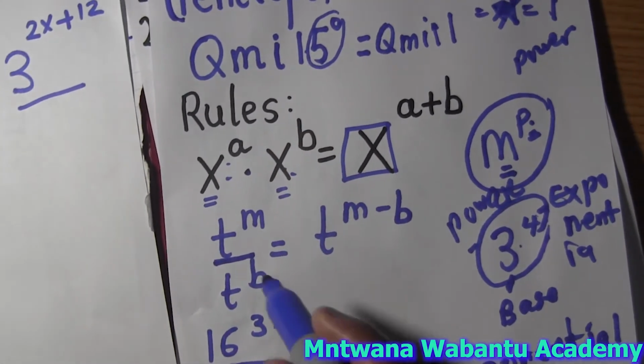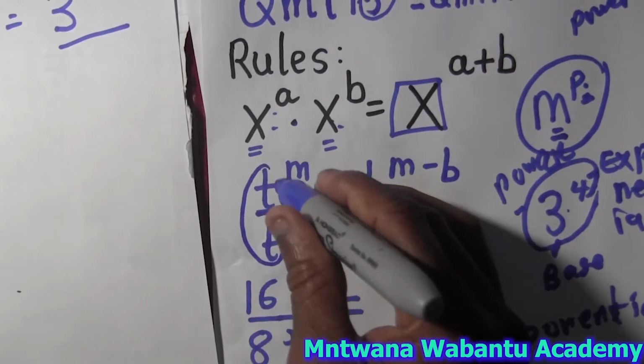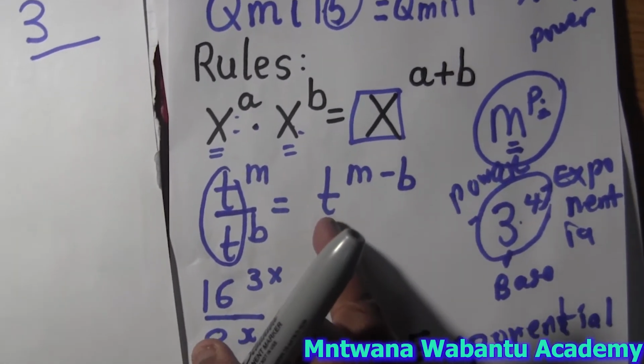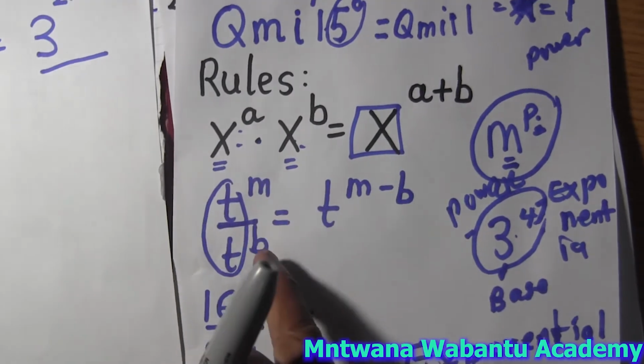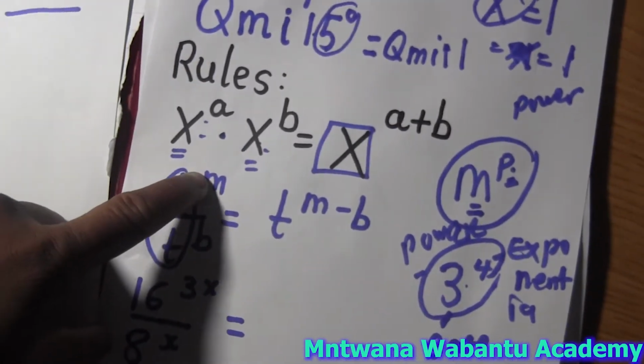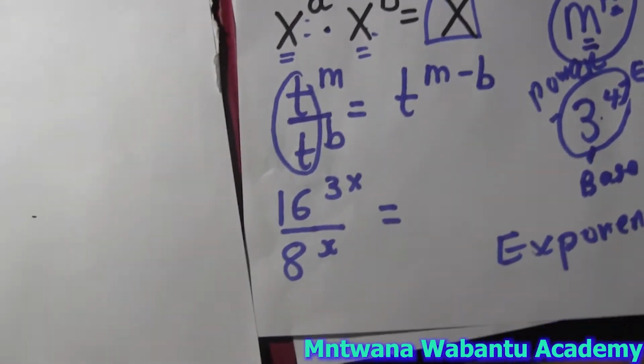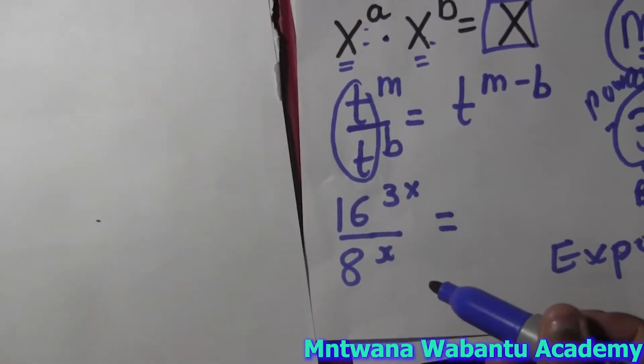So if it's division, whenever the bases are the same, you only write a single base. You don't have to write them both. So I'm going to write only one and then take the numerator minus the denominator. Let's take this exponential here, the one on top minus the one at the bottom. For example, I give an example here.